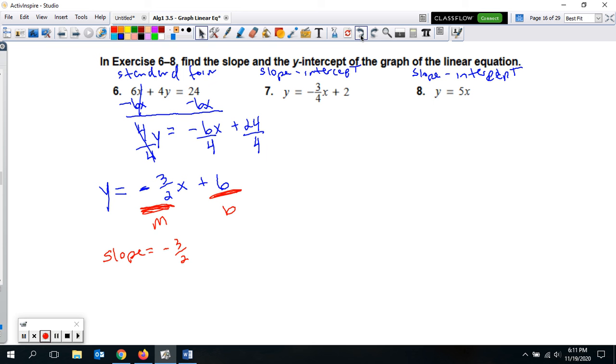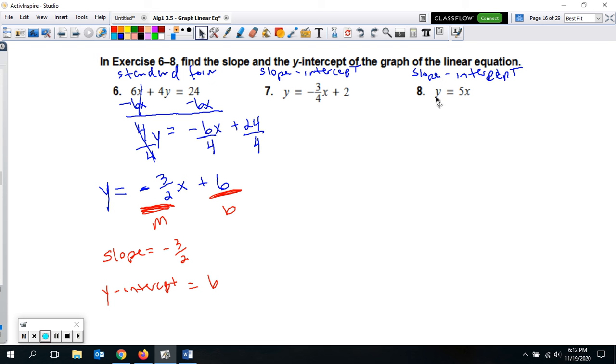That's our b, which is the y-intercept. That's where it crosses the y-axis. So if we're going to graph this, we would want to start with plotting 6 on the y-axis, and then using this rise over run, the change in the y over the change in x, use that as a rise over run to find the next point. That's what we will do here towards the end.